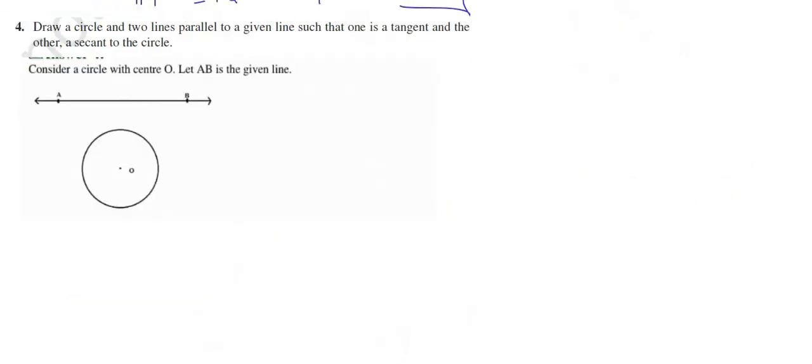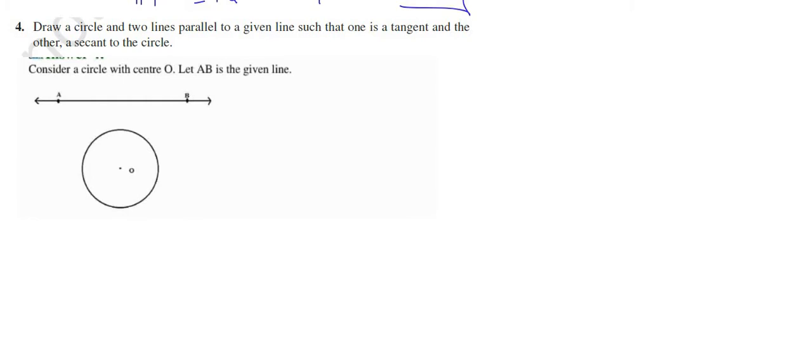Now what they give you? Draw a circle and two lines parallel to a given line, such that one is tangent and the other is secant to the circle. Now what to do? You can draw this using your pencils in your classwork. No need to take any measurement, just take an approximate measurement. No need to take the exact 3 centimeter radius or 2 centimeter like that. So draw a circle with any measurement. For better, you can draw a small circle.